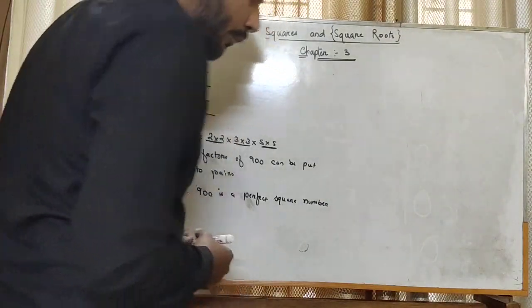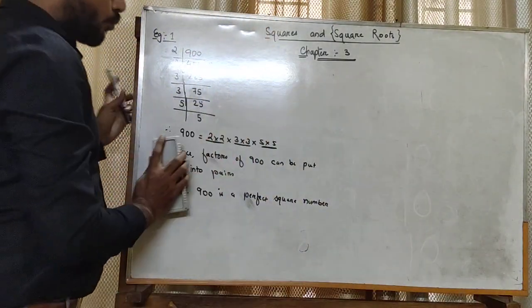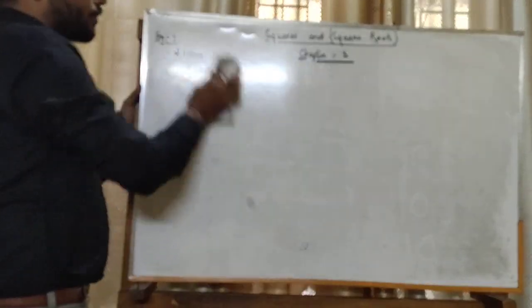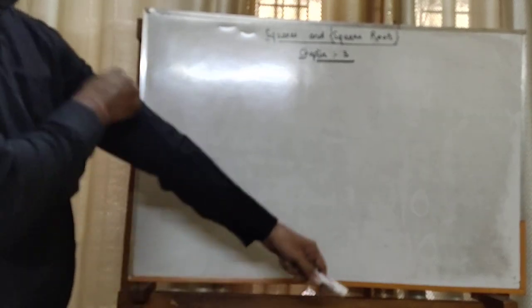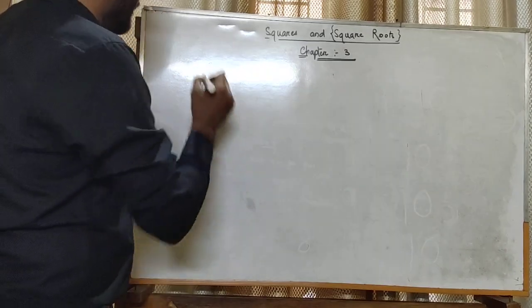Now we will see the properties of square numbers. Example 2 can be done by yourself. You need to learn the squares of at least the first 20 natural numbers. Okay, so we will note it down.